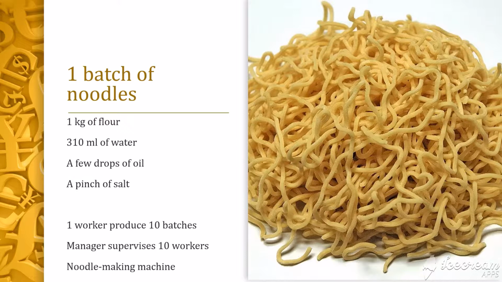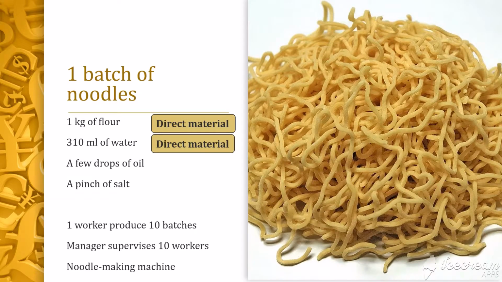The difference is whether the cost can be traced to the unit of production. The flour is a direct cost, specifically a direct material cost, since flour is used as a raw material in the production process. We can trace the amount of flour used to each batch produced, and we know 1 kg is needed for each batch. The same goes to the water needed to knead the flour. It is stated that 310 milliliters is needed for each batch.